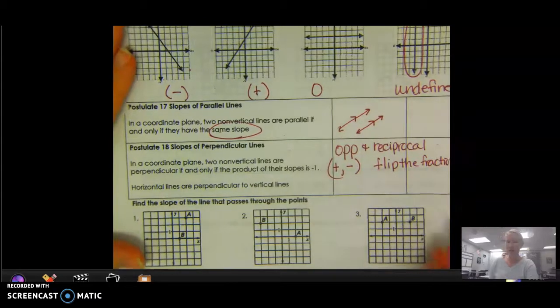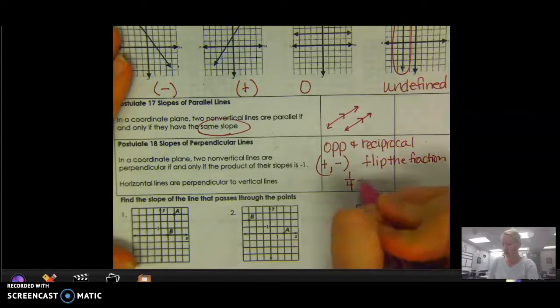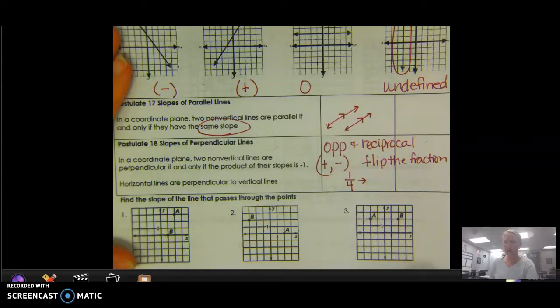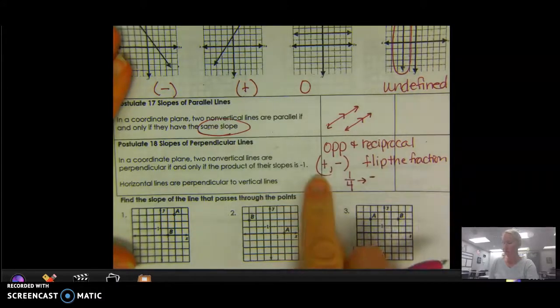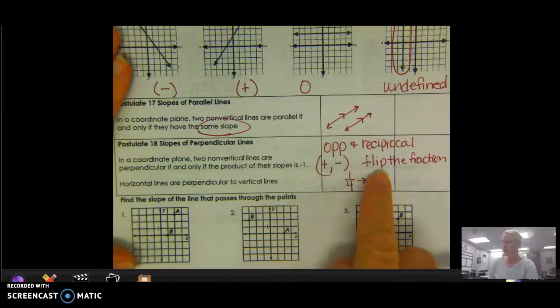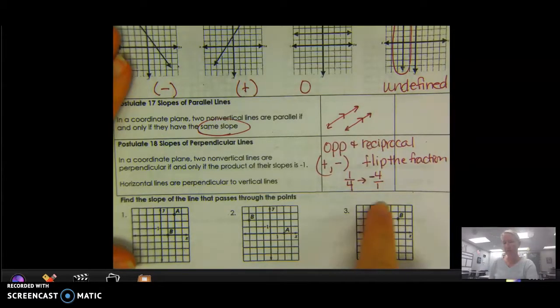So if one line had a slope of 1/4, the perpendicular line would have a slope, so that's positive, so the other one would have to be negative, because one's positive and one's negative. Flip the fraction, 4 over 1. Typically, we see 4 over 1 as just 4, right? So it would be negative 4.